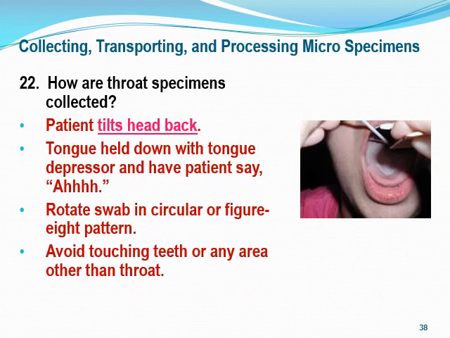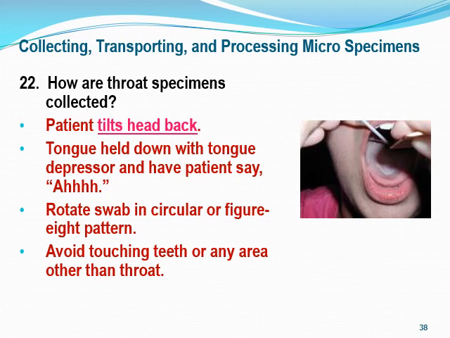Okay, so here's how you collect a throat specimen, right? You want to get the patient to tilt their head back. You use your tongue depressor and get them to say ah, which makes the tongue go down in the back so that you can take the swab and rotate it in a circular or figure eight pattern in the back.